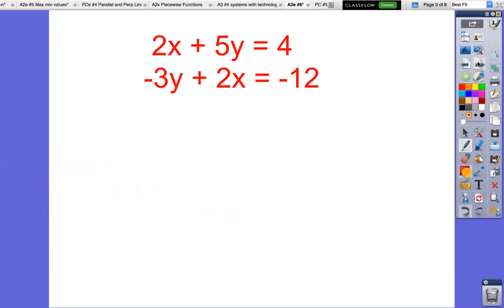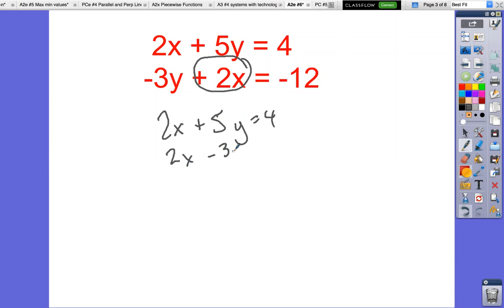Now, on the next one, the very first thing that I want you to see: people will just glance at this and they will assume that it's already lined up. These are backwards, so you might have to rewrite your equation. All I'm going to do is move the 2x over here and the 3y over here. But when I do that, that 2x is positive and my 3y is negative, so make sure the signs stay with the appropriate term.